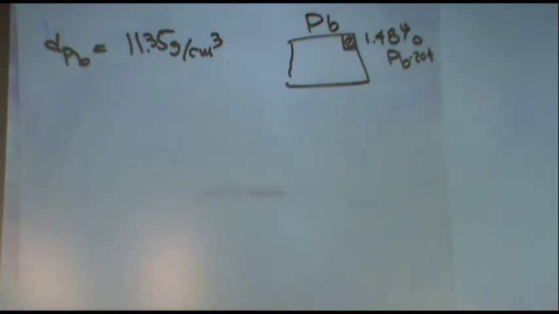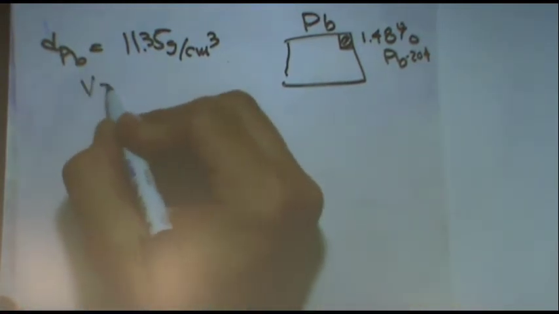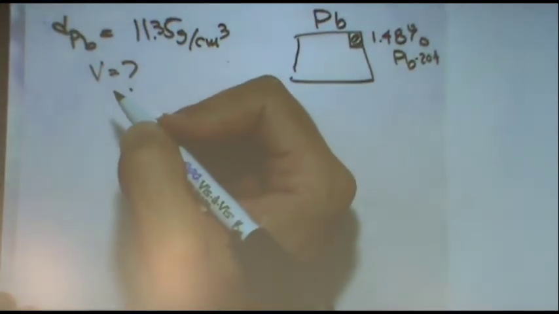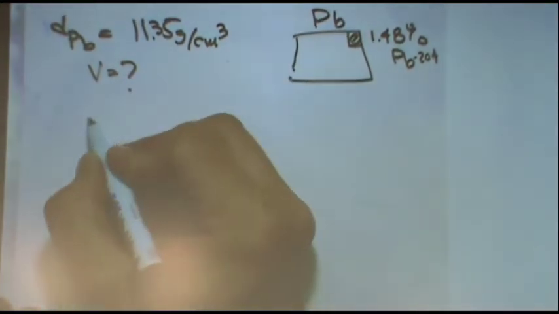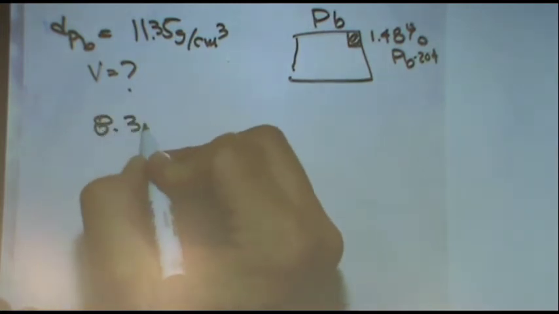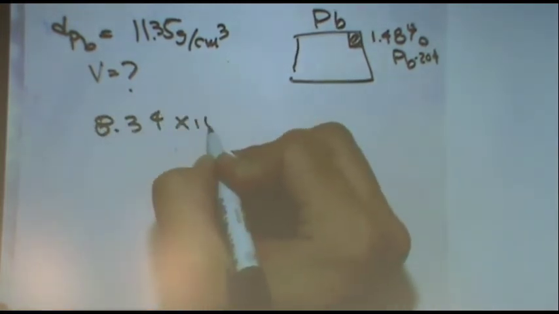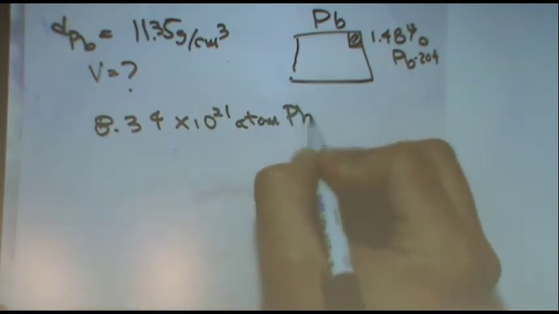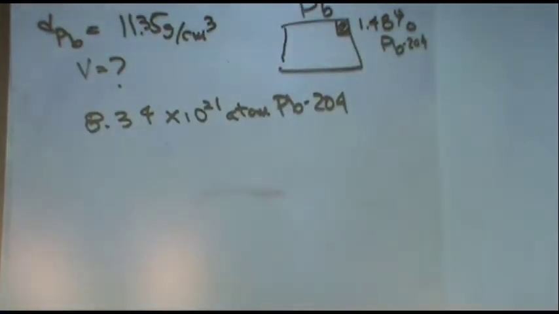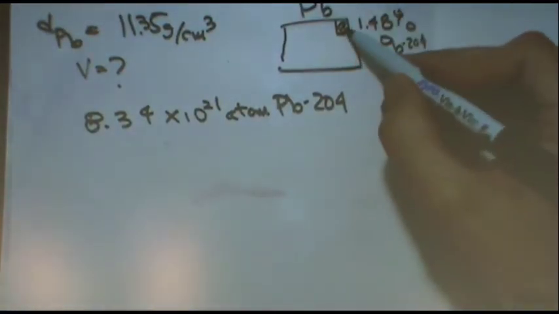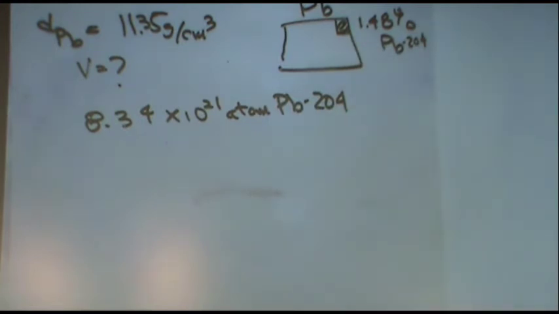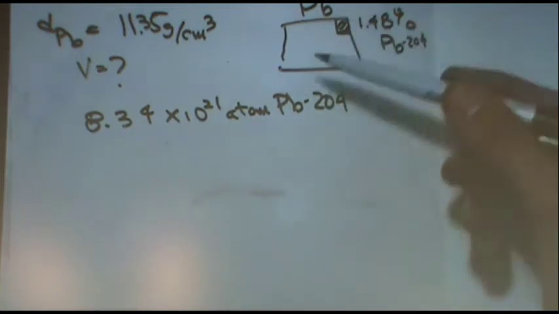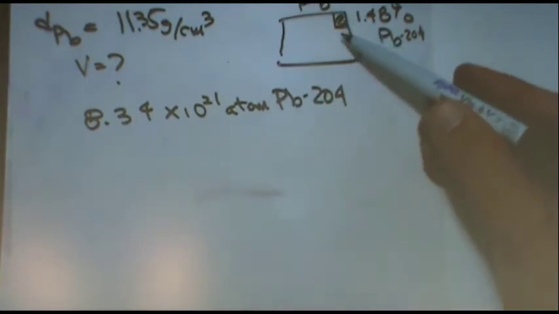What size of the block in cubic centimeters, so we want to know volume, will contain 8.34 times 10 to the 21 atoms of lead 204. So I want to know how big the block is to have that many atoms. Does the question make sense? I want to know what volume of this block would have this many atoms in the shaded spot.